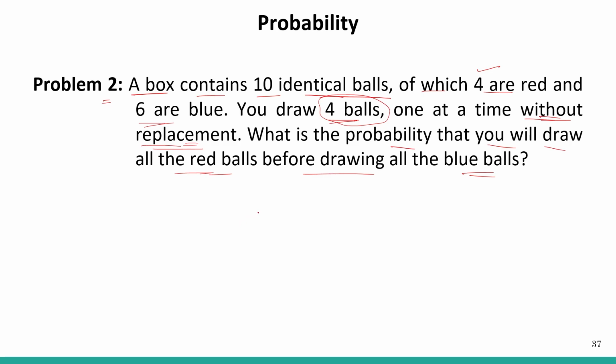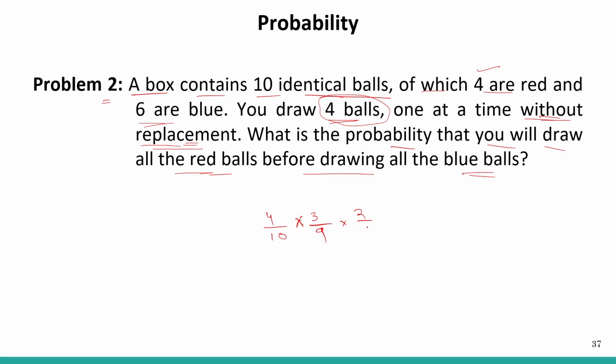For the first drawing, the probability will be 4 by 10, because there are 4 red balls and the total number of balls in the box is 10. Then for the second draw it will be 3 by 9, because the total number of balls remaining is 9 and the number of red balls left is 3. And then for the next picking, it will be 2 by 9, because only 2 red balls remain since 2 are already picked, and in the whole box there are only 8 balls remaining.